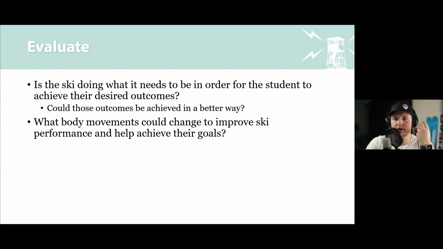We need to compare what their skis would ideally be doing and what their skis are currently doing. We need to look at what body movements they're currently making to cause their skis to perform the way they are, and then figure out what body movements need to change in order to allow the skis to perform closer to that ideal, especially as it relates to their goals. What needs to change to help them work towards their goals?